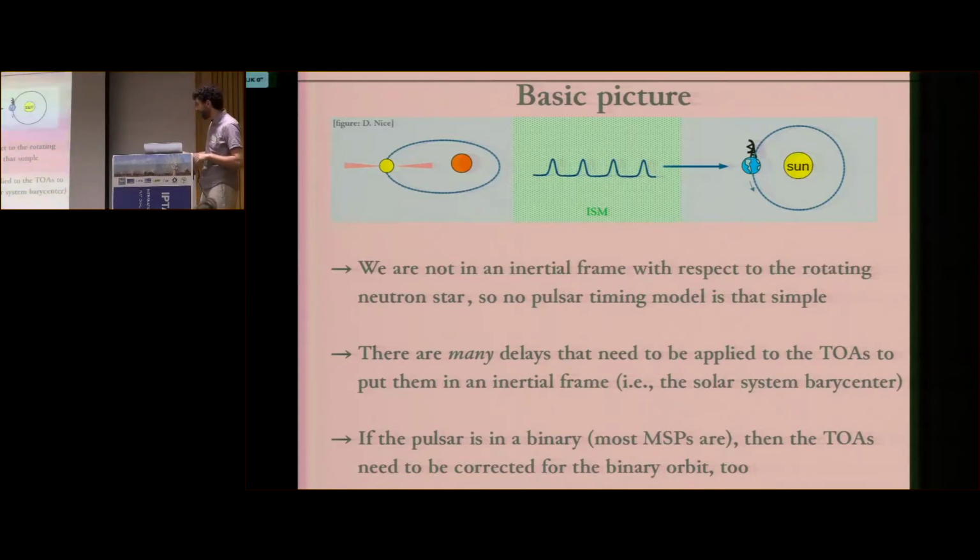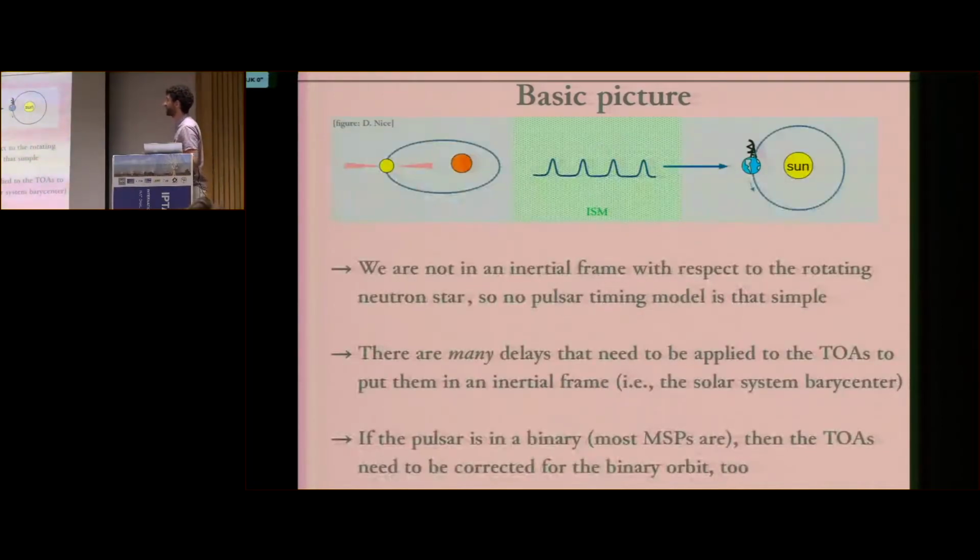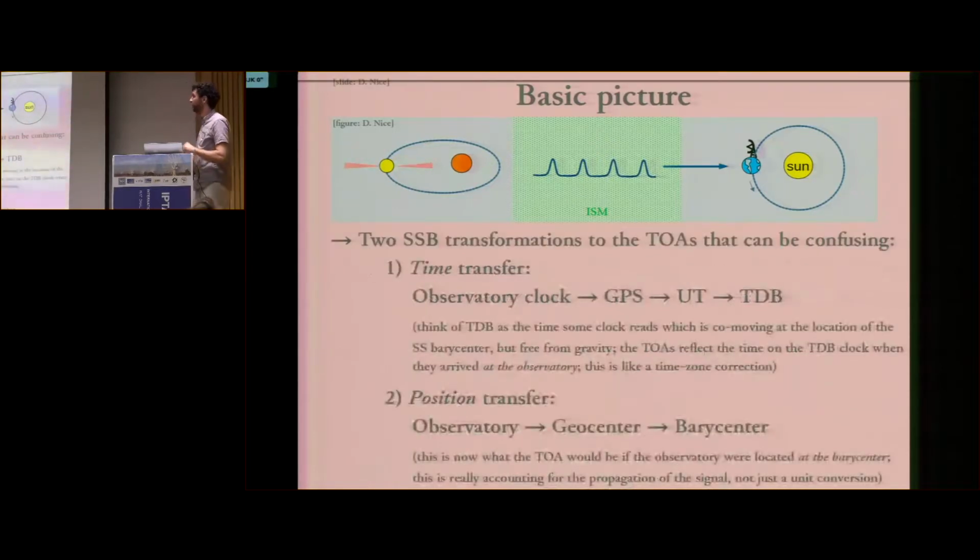But of course, if the pulsar is in a binary, you also have to correct for that non-inertial motion in order to basically make it like this picture here. So you have to correct for things relating to each one of these patterns. But this first transformation, referring the TOAs to the solar system barycenter, so it's as though we're stationary with respect to, or in an inertial frame with respect to the pulsar, can be a bit confusing. Still a little bit confusing even to me.